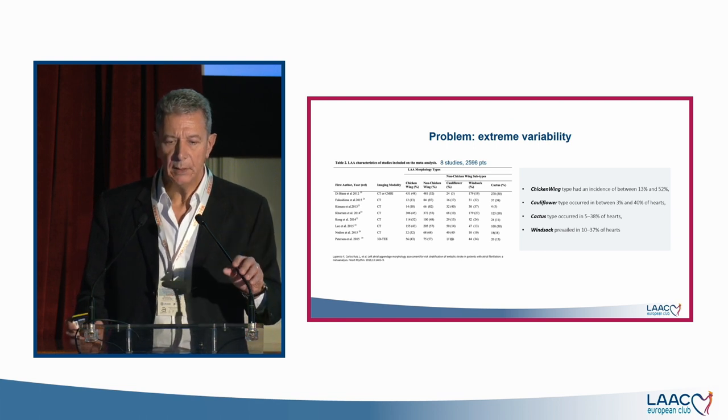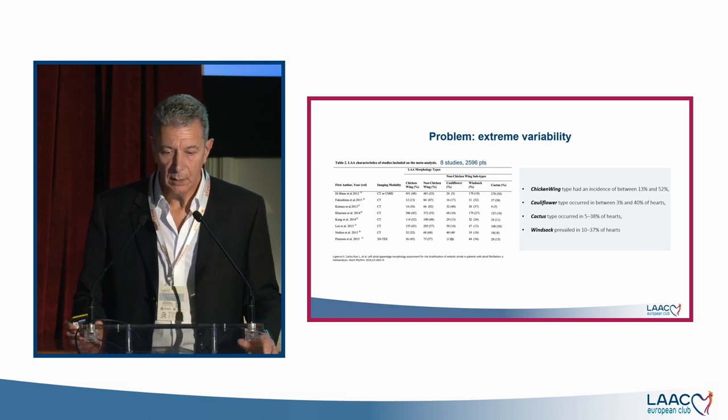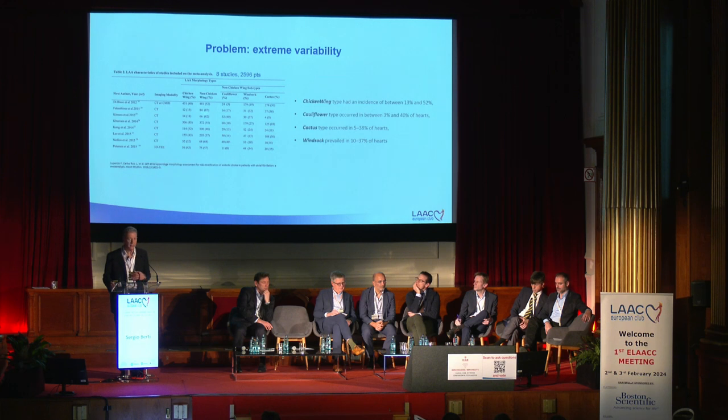The main problem of this classification, highlighted in this study that includes 8 studies with 2,596 patients, is that the prevalence of the chicken wing, for example, ranges from 13% to 52%, cauliflower from 3% to 40%, cactus from 5 to 38, and finally windsock from 10 to 37. That means that the variability in the classification is extremely wide, and the reproducibility of the classification is extremely low.